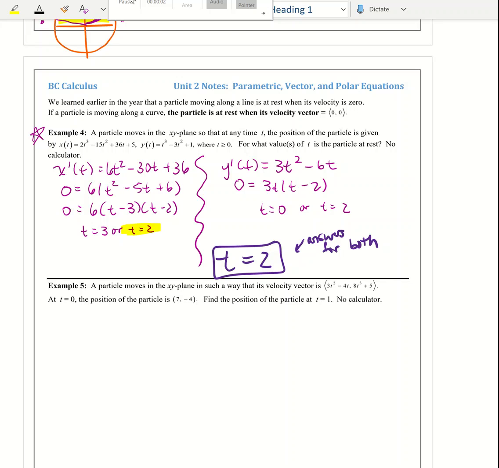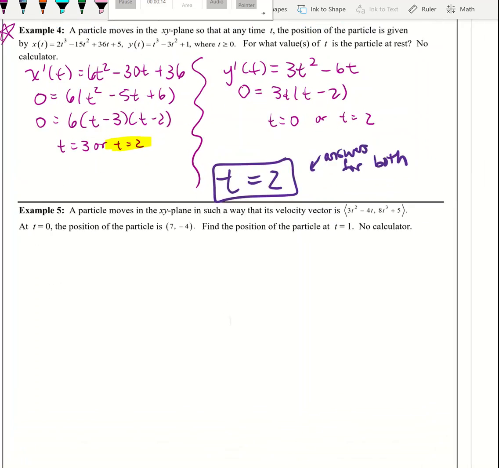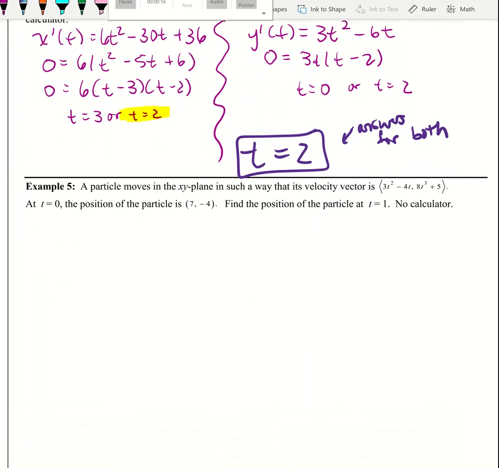All right, welcome. We are going to finish up the notes for BC Calculus. I'm specifically going to finish up the 2.3 notes. We had one more example, and then we'll also do the 2.4 notes. So back on the 2.3 notes, example 5 that we didn't get to do last class.